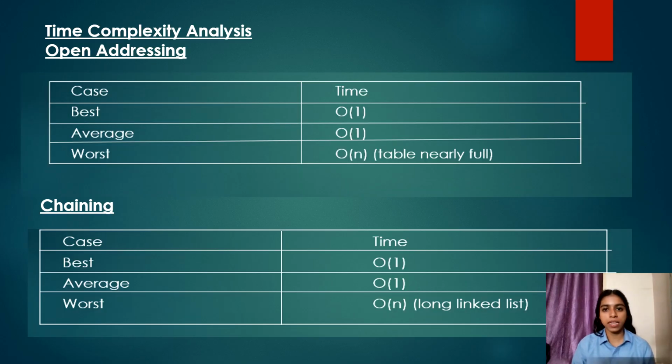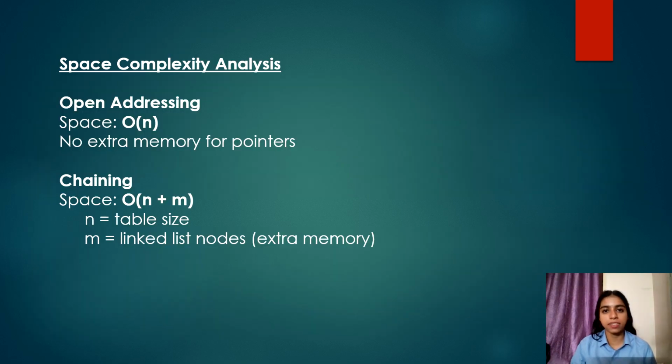In time complexity analysis, for both open addressing and chaining, the best case time complexity is order of 1 and the average case is order of 1. Worst case can be order of n when collisions increase. This shows why collision handling is critical. In space complexity analysis, open addressing uses order of n space because everything is stored in the table itself. Chaining uses order of n plus m space, where extra memory is needed for linked list nodes.